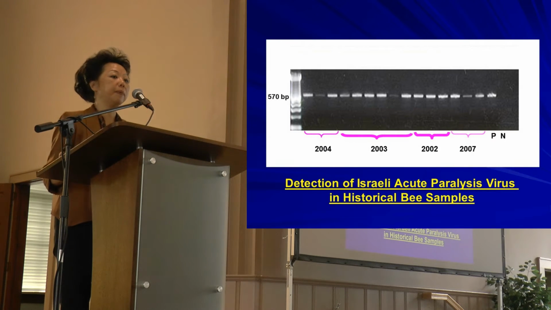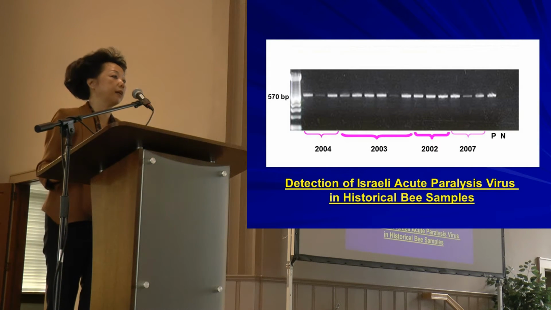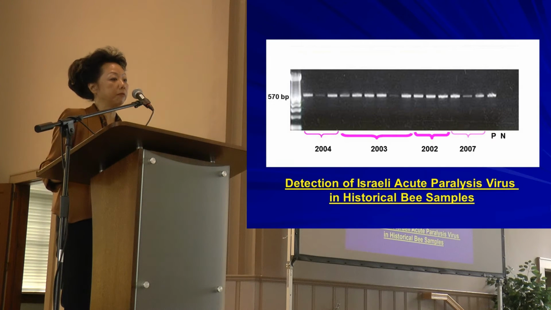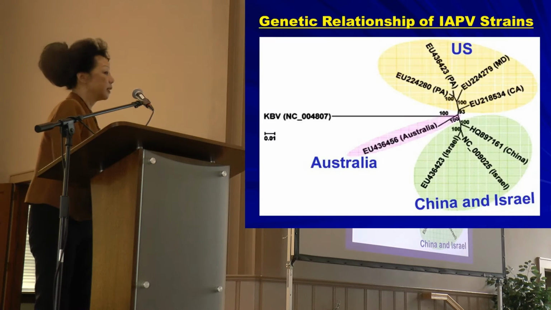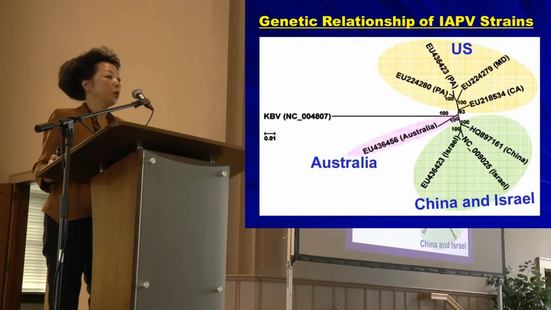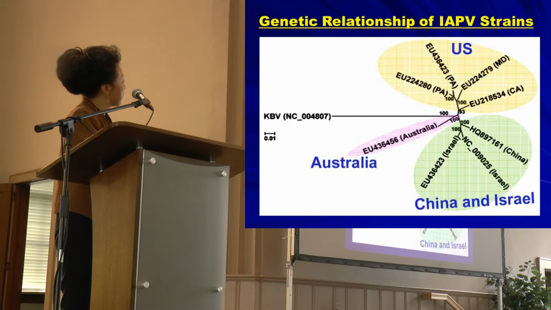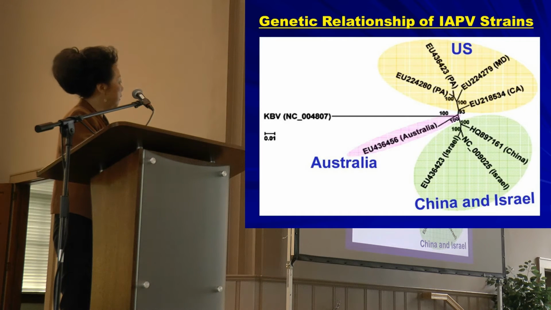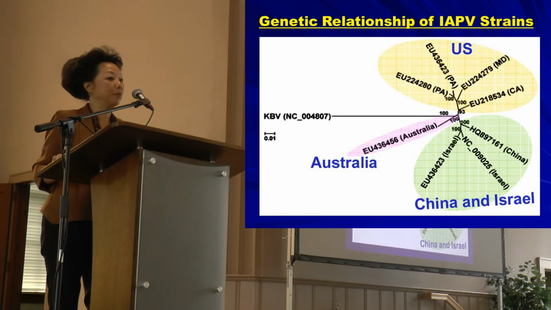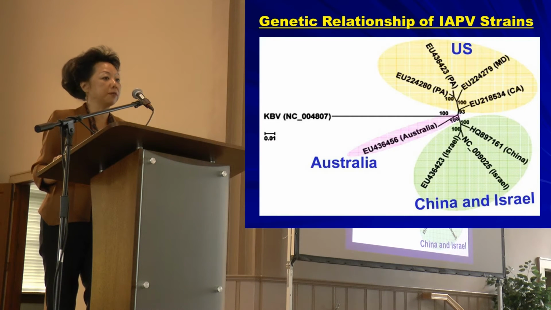The result showed that IAPV was detected in bee samples collected prior to 2004, which suggests that IAPV has circulated in the US bee population for some time, even before we started importing bees from Australia. Further genetic analysis showed that the US strain of IAPV clustered together and was distantly related from the Australian strain of IAPV and the Chinese and Israeli strains of IAPV. This downplays the importance of importation of packaged bees from Australia for the appearance of CCD.